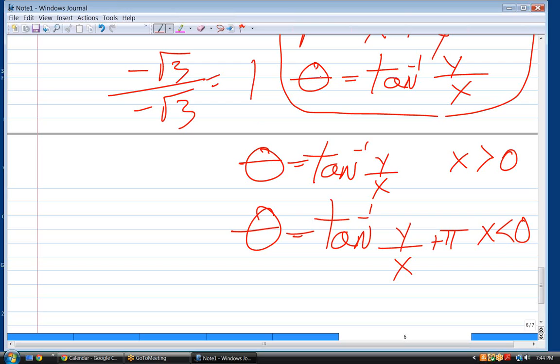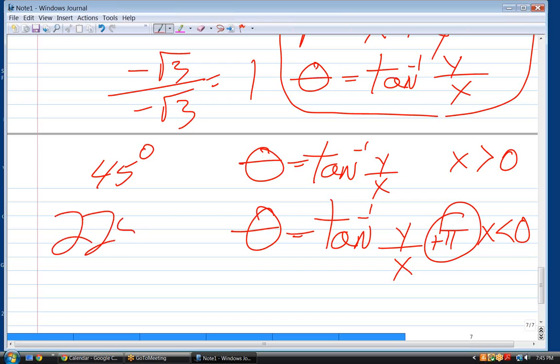But if I look up theta is equal to the inverse tangent of 1, I will get 45 degrees, and that's not the answer. It's 45 degrees plus pi. In other words, it's 225 degrees. Why? Because x is negative. That's the only thing that matters. If x is negative, I have to add pi to that result. So theta is 225.